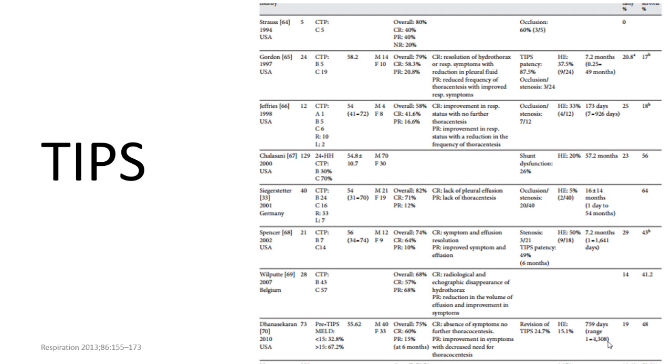And the average response was a wide range, between 58 to 80% in these patients, and there was no difference in the complications. It was similar to any other patients that underwent TIPS, which included shunt dysfunction or hepatic encephalopathy.